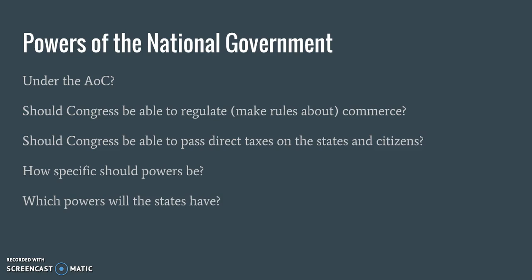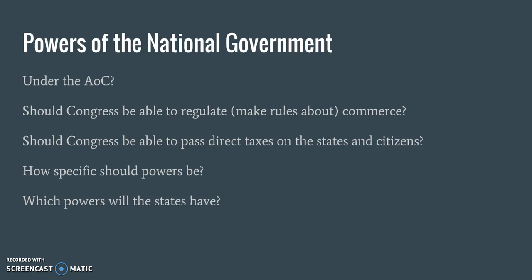So the second problem that the delegates at the convention were faced with was what the powers of the national government were. So they looked at what the powers were under the Articles of Confederation. Were they strong enough? Were they not? Should Congress be able to regulate or make rules about commerce or business, trade? Should Congress be able to pass direct taxes on the states and the citizens, which they were not allowed under the Articles of Confederation? How specific should the powers be? Should they outline it very, very detailed about what Congress and the national government can do versus not? And then what powers will the states have?